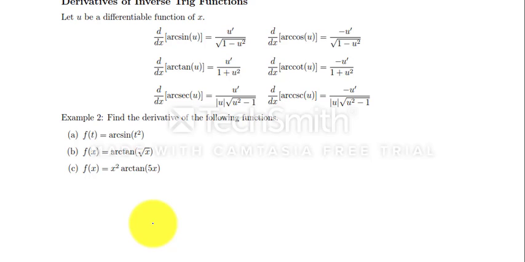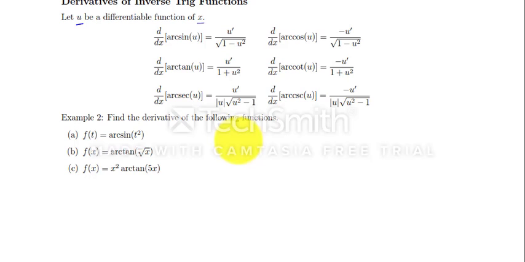Next, let's take a look at the derivative of the inverse trig functions. Now, these are the formulas that will be given to you in the appendix of the textbook. So let's try to understand this formula. Let u be a differentiable function of x. So that means u is an expression of x. The derivative with respect to x of arcsine of u equals u prime divided by square root of 1 minus u squared. And similarly, we have the derivatives of the other 5 inverse trigonometry functions.